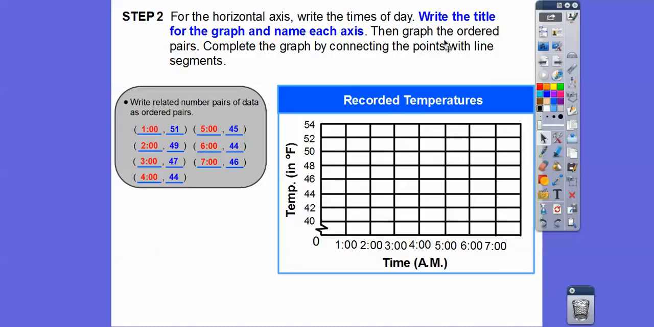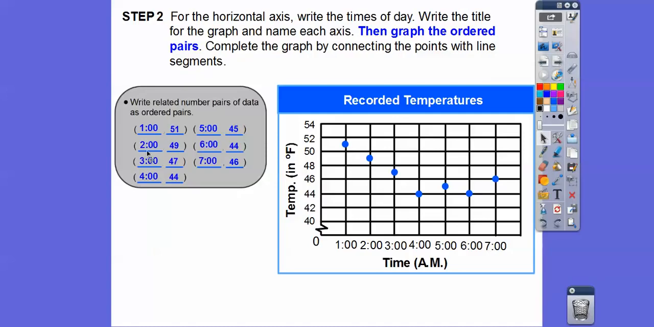All right, and then now let's do this next part. So then graph the ordered pair. So we're going to graph 1 comma 51. So here's 1, here's 40, here's 42, here's 50, so here's 52, so 51 is going to be right there, okay? So we'll just graph all of those. So here are all these points graphed right here. Here's 2 o'clock, 49 degrees, okay? So at 2 o'clock it's 49 degrees. At 3 o'clock it's 47, so 3 o'clock go between 46 and 48, so 47 would be right there.